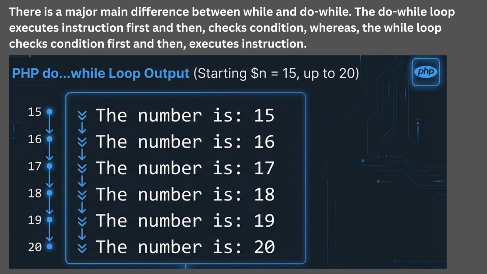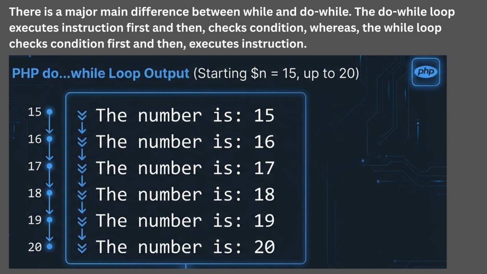In a while loop, PHP checks the condition first. Only if the condition is true does the loop begin executing the code inside it. This means that if the starting value does not satisfy the condition, the while loop will not run even once. The code block may be skipped entirely.